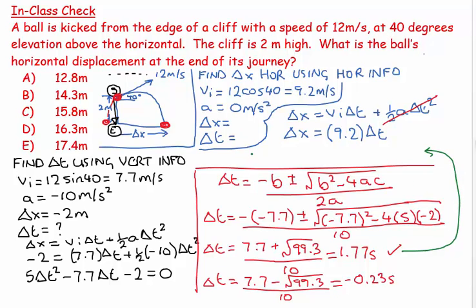Okay, almost there. So now what we do is we take our sensible time and we bring it up. And we say, well, delta x is equal to 9.2 multiplied by 1.77, and that will equal 16.3. And I look to the side, and there it is, 16.3.